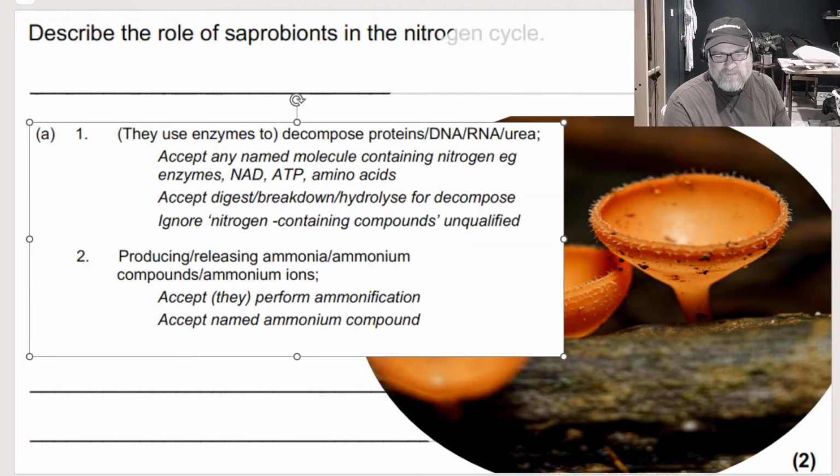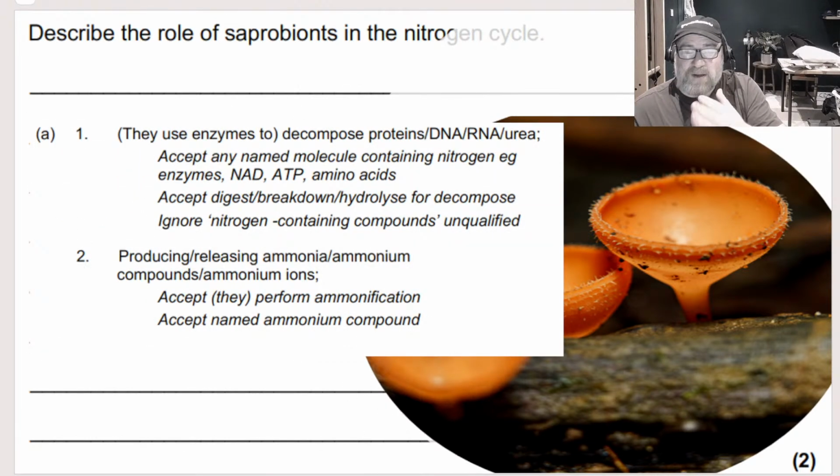To be honest, I had a disaster this week, so I didn't really prepare properly for this live. But yeah, they use enzymes, they decompose proteins, DNA, RNA, whatever, nitrogen-containing compounds. So we've got some named nitrogen-containing compounds producing ammonia, NH3, or ammonium ions, except a named ammonium compound, you know, sodium, ammonium nitrate or whatever.